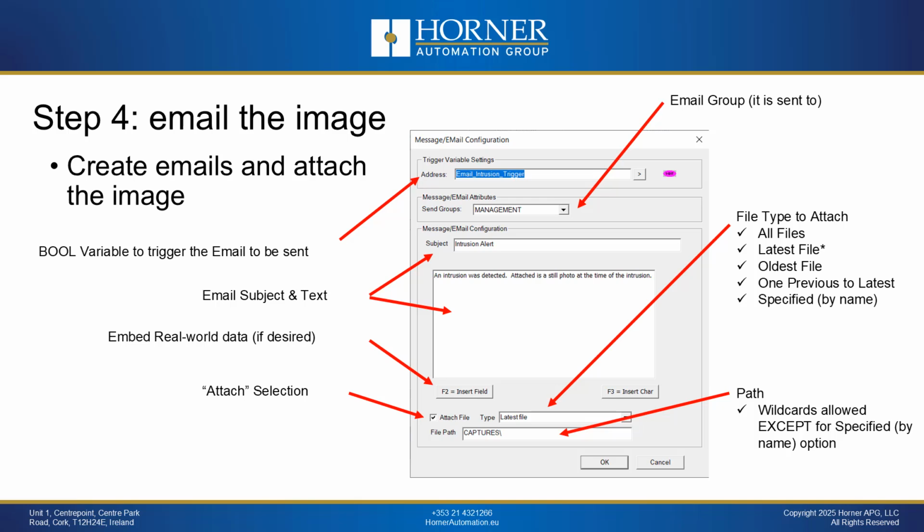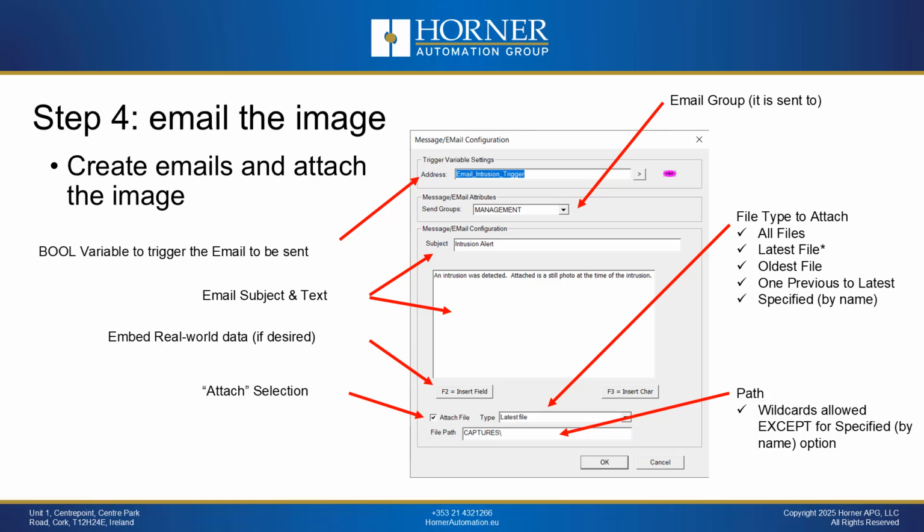The key element for attaching the file is located at the bottom of the dialog box. There is a checkbox labeled Attach File in the lower left hand corner. Once checked, the file to be attached can be specified using the drop-down menu with several options. The simplest method is to select the latest file option. This attaches the most recent saved file in the specified directory or file path, eliminating the need to specify the exact file name. This is a recommended approach for ease of use.